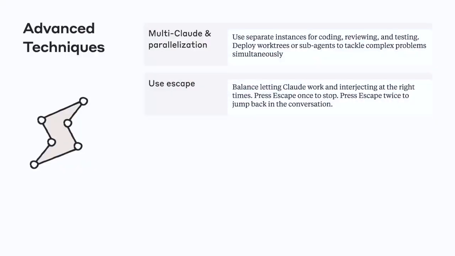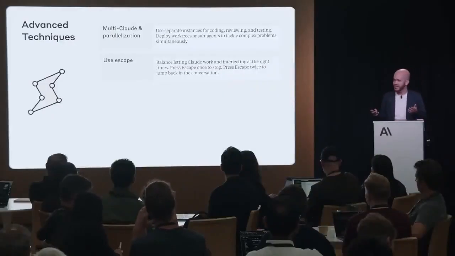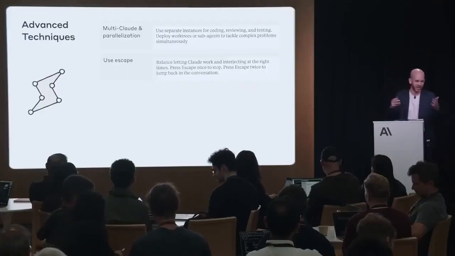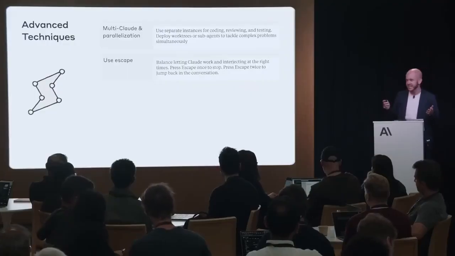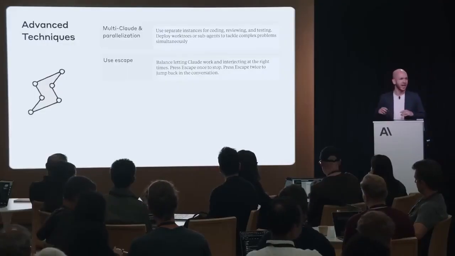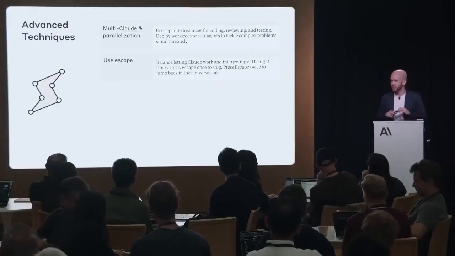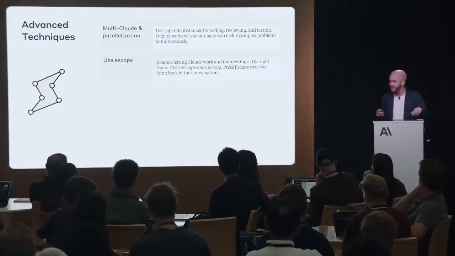Use escape. Escape is your best friend. While Claude is working, you can keep an eye on what it's up to, and you can press escape to stop it and interject and say, "Hey, I think you're going on the wrong path," or "I want you to do something else." Knowing when the right time to press escape is versus just letting Claude figure it out is key to getting the most out of the tool. And there's a hidden feature, not too many people know about it, but if you press escape twice, you can actually jump back in your conversation. You can go back and kind of reset.